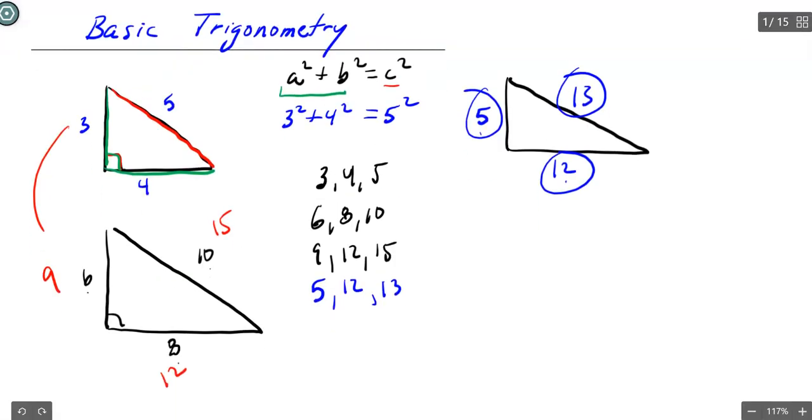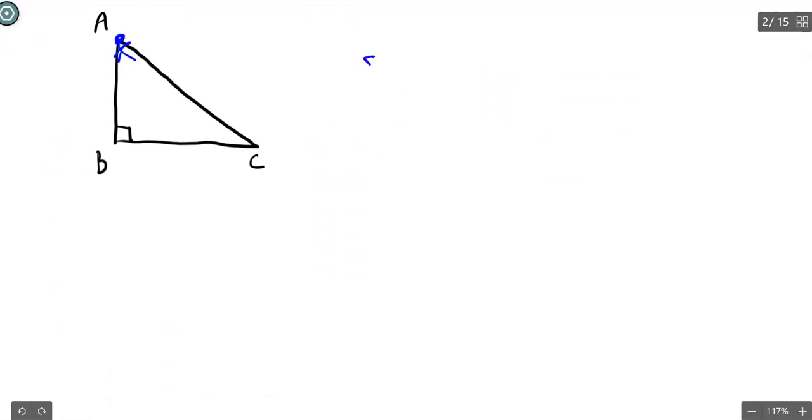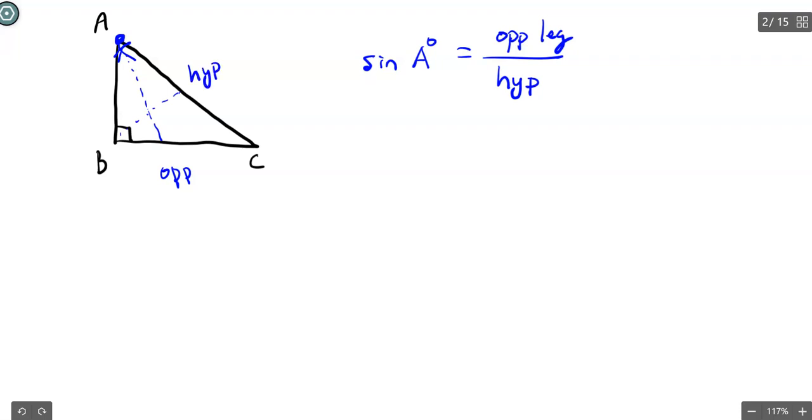If I want to know what the sine of angle A is, the sine of angle A is just the ratio of the side across, or the opposite leg, over the hypotenuse. So if I'm standing here, opposite is this leg across from me, so this would be the opposite, and the hypotenuse is always across from the 90. So it's whatever those 2 numbers are.